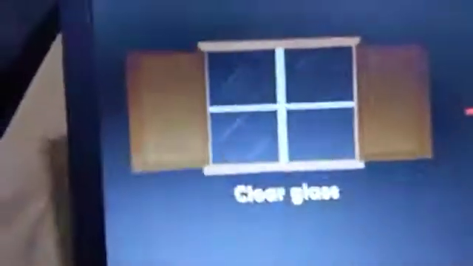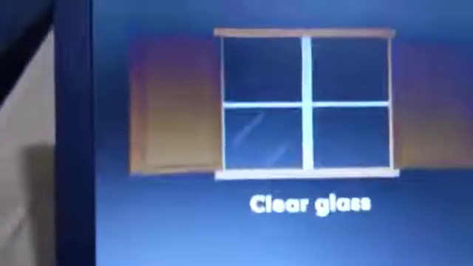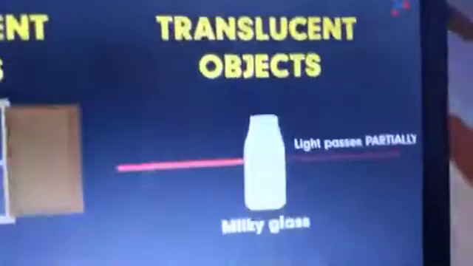And you can see here a milky glass. In a milky glass, you can see things, objects, properly when you have a hand lens. When light is passing through a milky glass, you can see the light ray inside it. So a clear glass is an example of a transparent material, and this one is a translucent material. So this is a transparent object, and this is a translucent object.